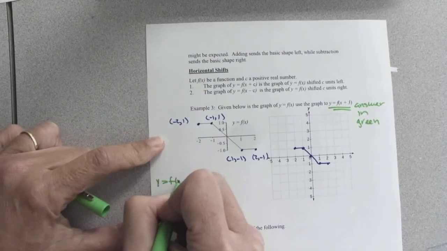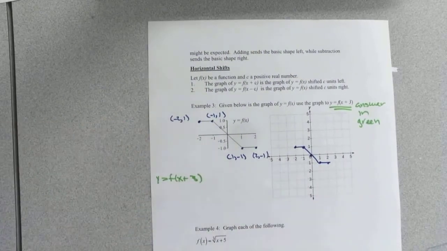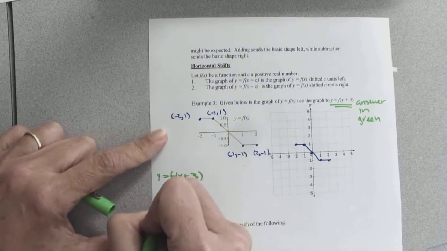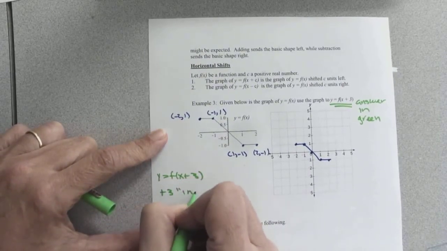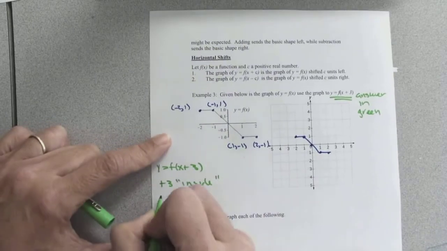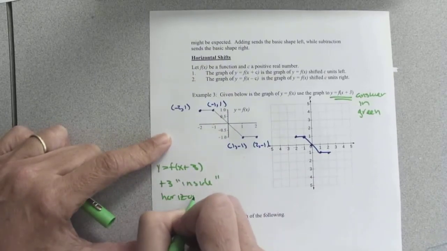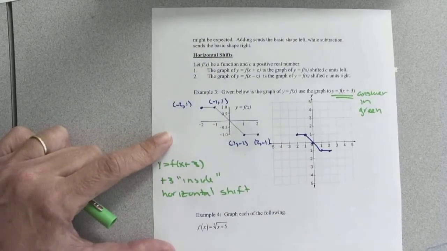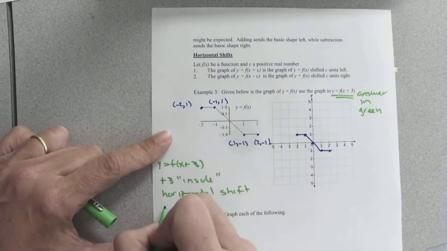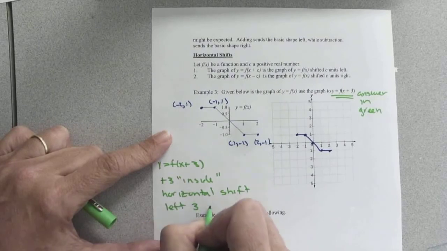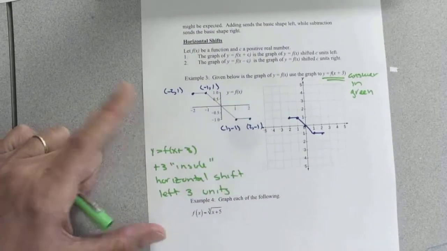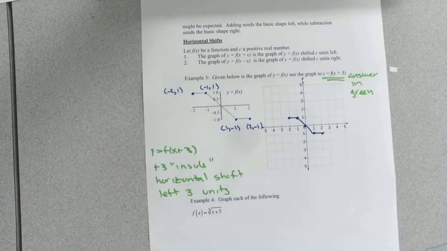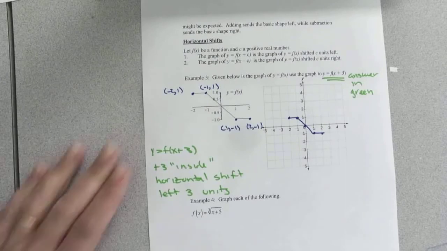Then y equal f of x plus 3. It's going to be the basic shape, but the plus 3 inside is going to be a horizontal shift. And then it goes backwards to what we expect, left 3 units. So I'm just going to take each one of those points and move them left 3 units.